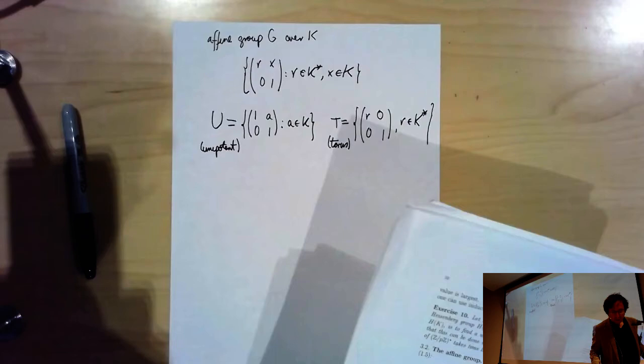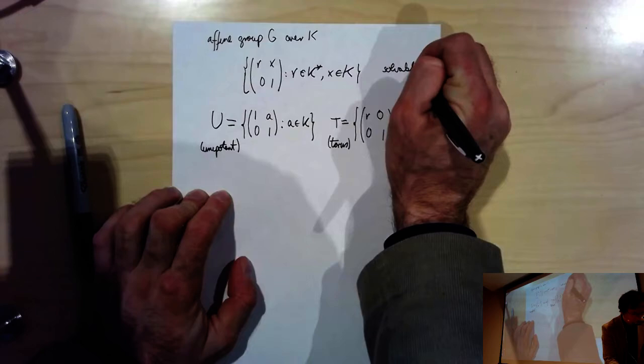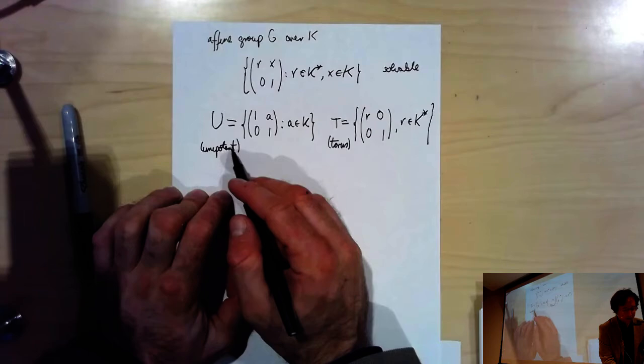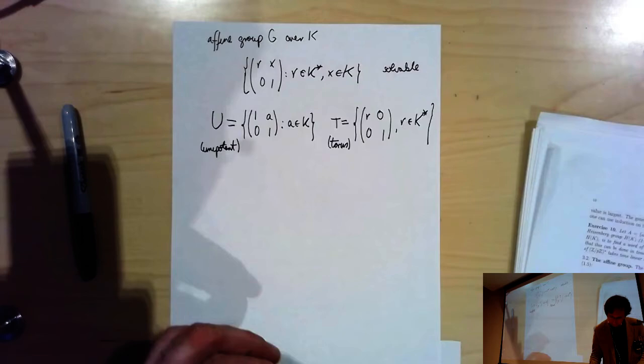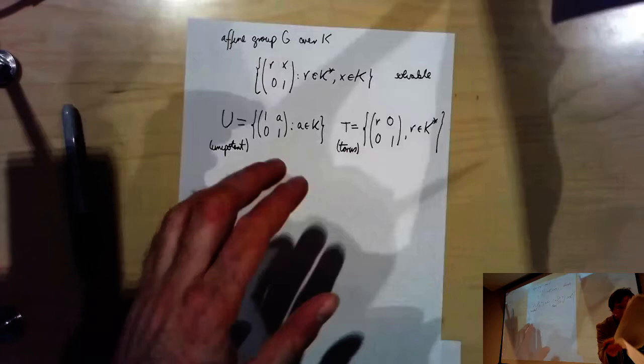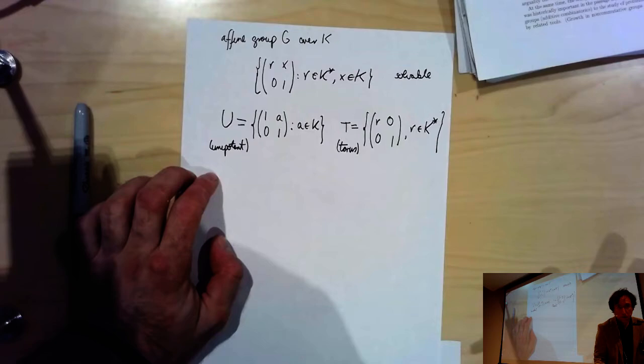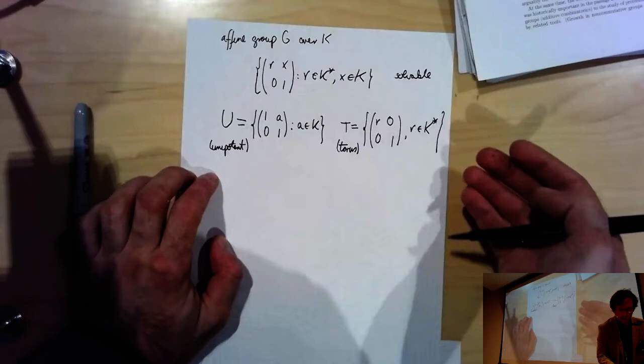So this is, of course, a solvable group. The torus is abelian. The unipotent group is, well, nilpotent. In this case, it also happens to be abelian. Now, very well. All right. I said last time that there is a very close relationship between this and K considered as a field, that is both under multiplication and addition.